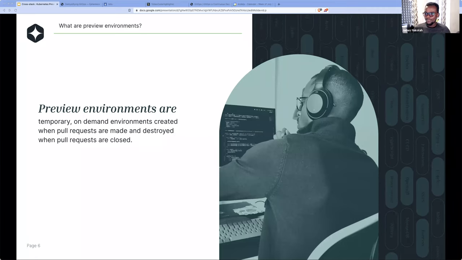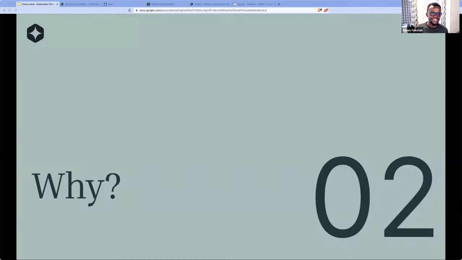But yeah, I think I'm already going into the why. Why do we really need preview environments? Because you might be wondering right now, it works well. In my organization, we have 5 environments and we use a Git flow or whatever Git workflow you're using to promote your artifacts across various environments. And you're probably wondering, what problem are we solving by having preview environments?